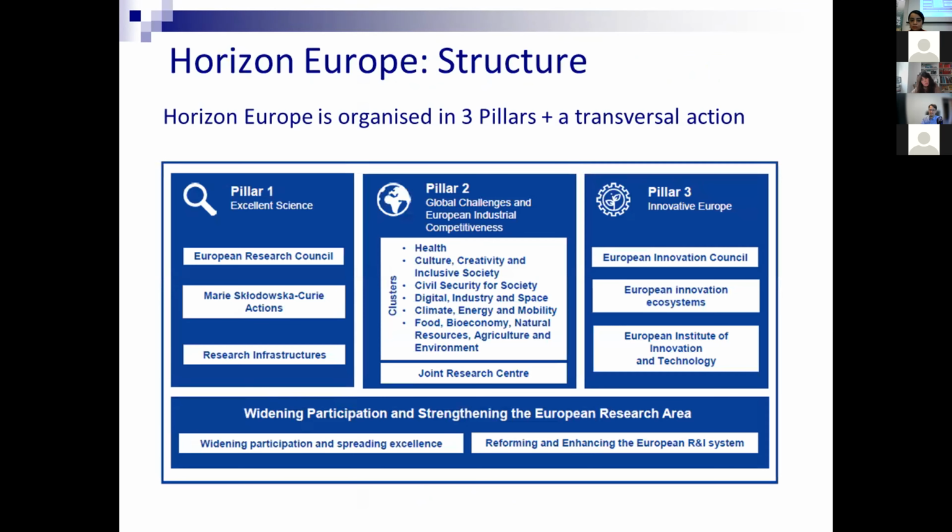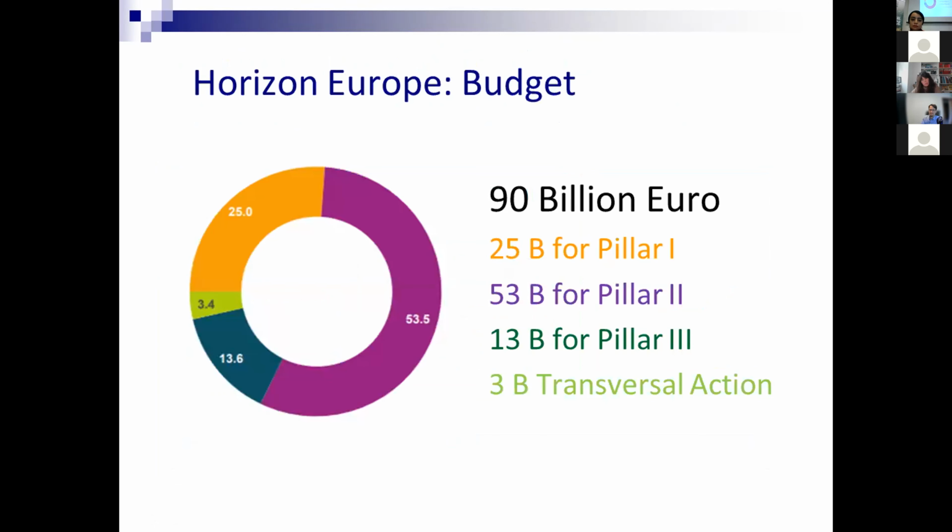This is a huge program in the field of research. It is organized in 3 pillars. I will just focus here on the second pillar, where you can see the areas that can be dealt with. The areas are health, culture, security, digitalization, climate, energy and mobility, food, agricultural resources, and environment. The budget is much, much bigger as compared to the Erasmus Plus program. Here we're speaking of 90 billion euro for the same period, 21-27.